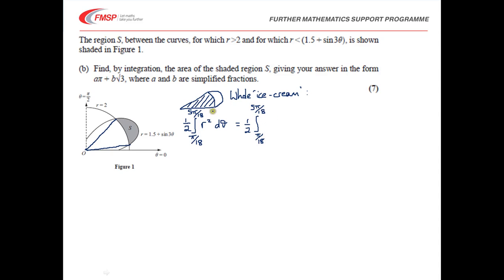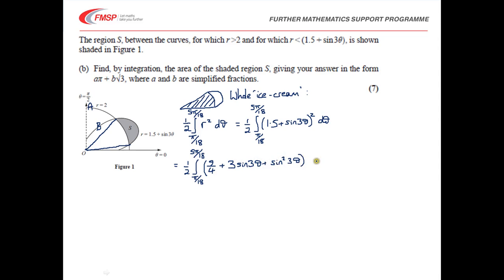We're doing the whole cone, so we're looking at the outer curve, which we labelled B, and that is half the integral of (1.5 + sin 3θ) all squared dθ, from π/18 to 5π/18. I need to square that, so that's 1.5, that's 3/2 squared is 9/4, plus 2 lots of 1.5 sin 3θ is 3 sin 3θ, plus sin squared 3θ.